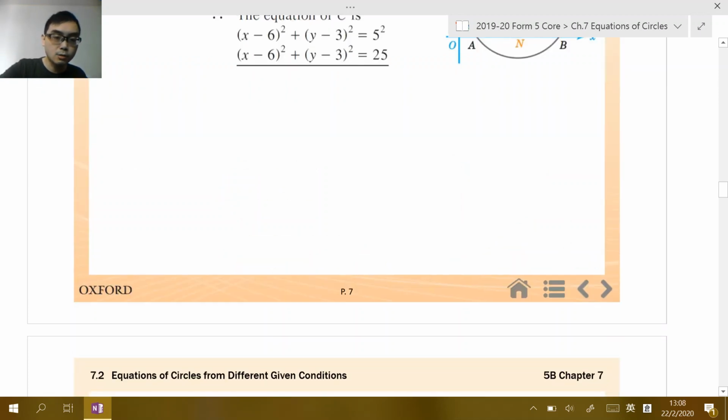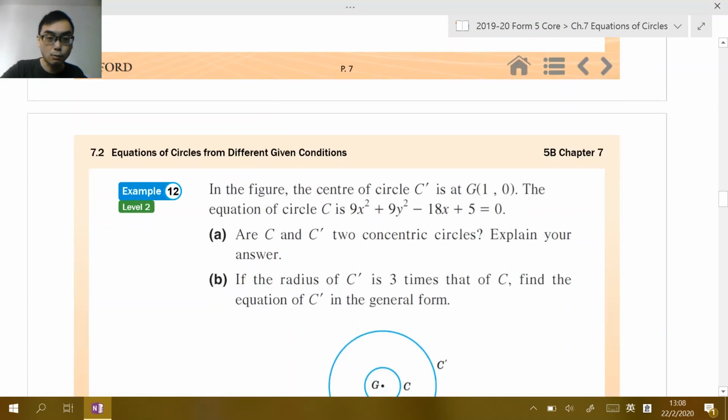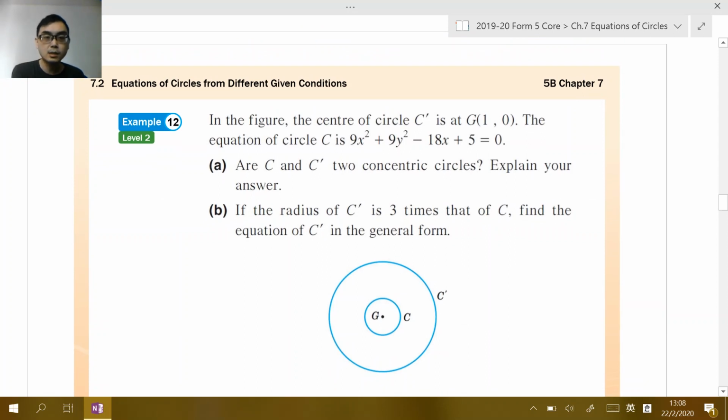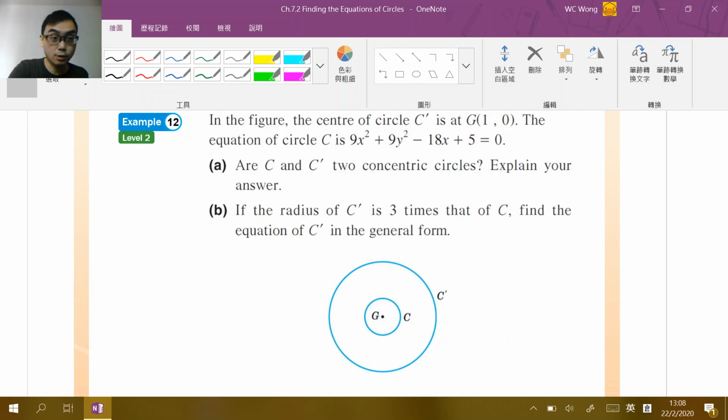Now, take a look at some level 2 examples. Take a look at example 12. It says, in the figure, the center of circle C' is at (0, 10). The equation of circle C is 9x squared plus 9y squared minus 18x plus 5 equals 0. A. C and C' are two concentric circles.